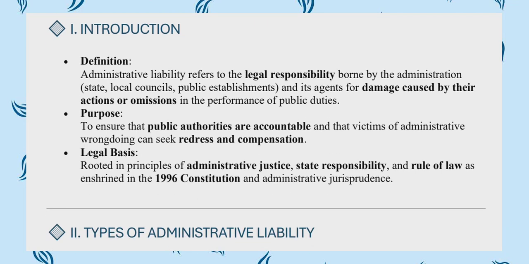Administrative liability. And then what is the purpose of administrative liability? It is simply to ensure that public authorities are accountable. And not just accountability, but also that victims of administrative wrongdoings should have compensation and should be redressed. Meaning that if the administration has wronged you, you should be compensated for that. The point is, according to the Constitution, we have to contribute in an equitable manner for the development of the fatherland. So one person should not suffer more than the other simply for the country to be developed.